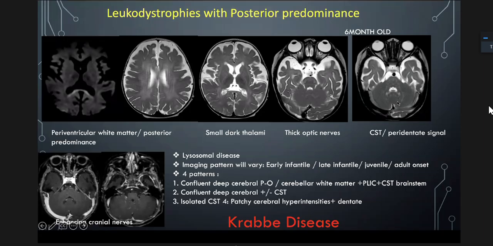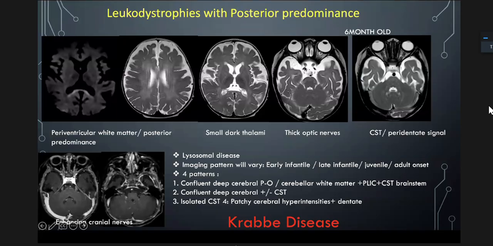And the classic sign for Krabbe's is the sandwich sign, where there is hyperintense signal around the deep cerebellar white matter. This is the normal T2 hypointense signal of the dentate nucleus, and the hilum of the dentate will also be bright. So this is the sandwich sign, which is seen in Krabbe's disease. And also, if you notice, these optic nerves are very thick. Again, this is seen only in Krabbe's disease.